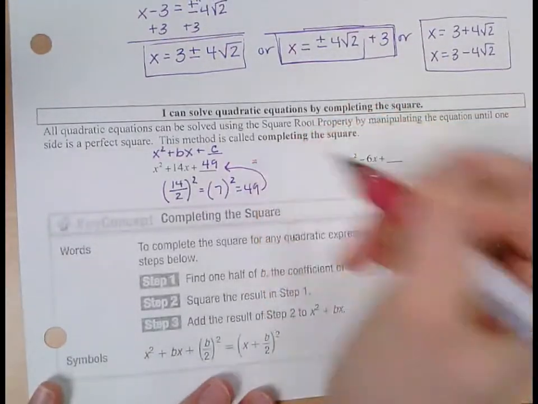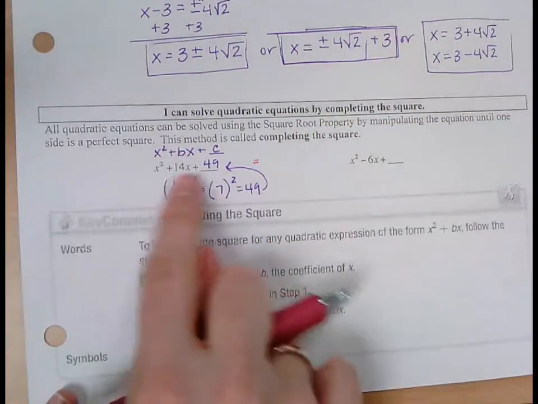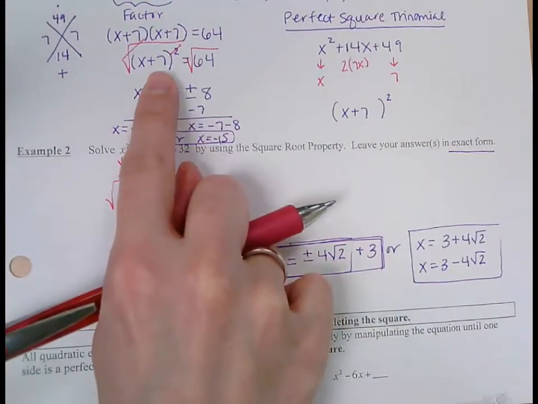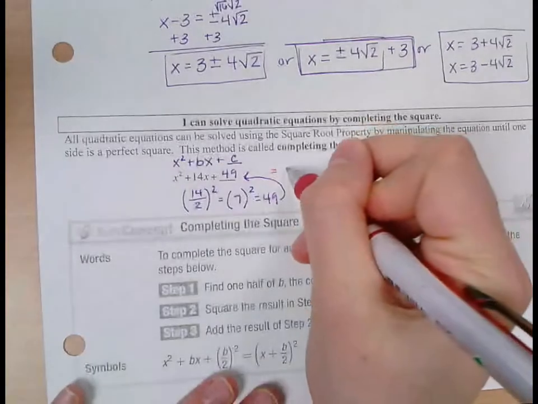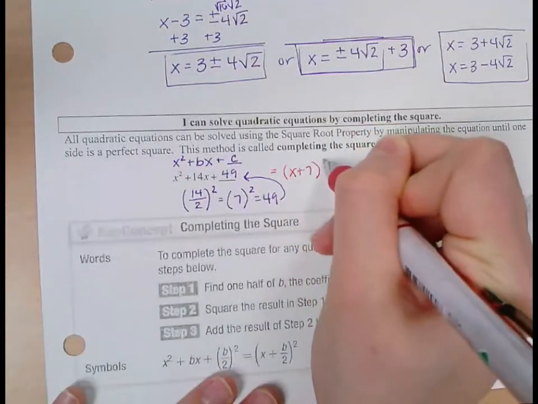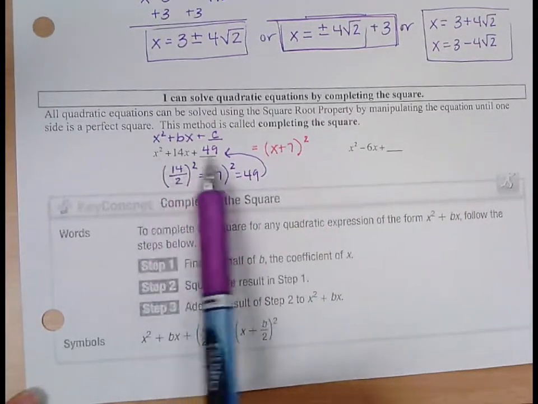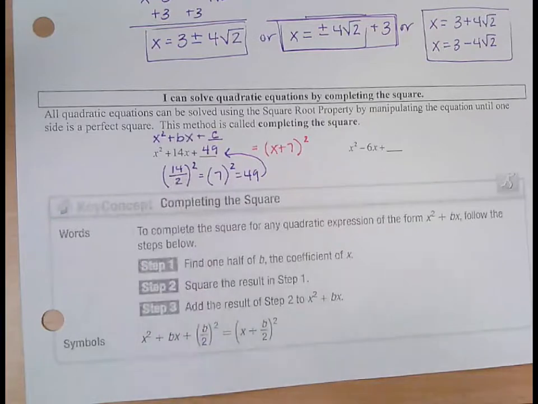Then I also want to point out, when we factored this in example 1, the factored form was x plus 7 quantity squared. So I've already shown you two different ways you can factor it. You can still use a diamond because it's a trinomial. You can use the method of having a perfect square trinomial and factor it that way. When you complete the square, you already know that it is a perfect square trinomial. You don't have to check that it is. You are making it one.